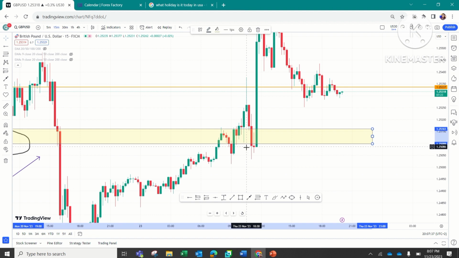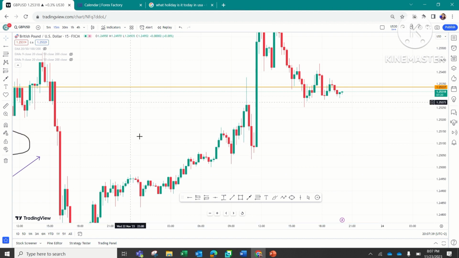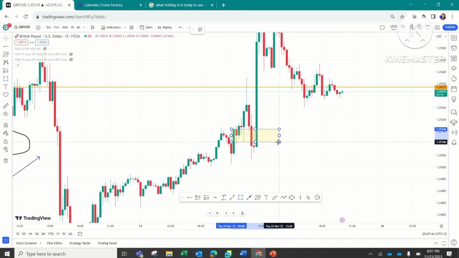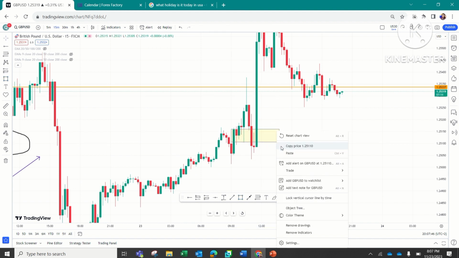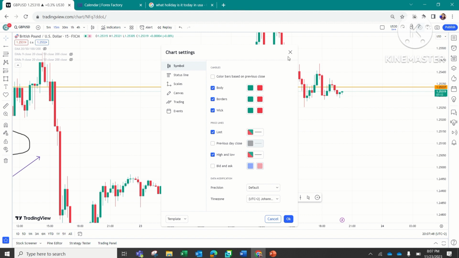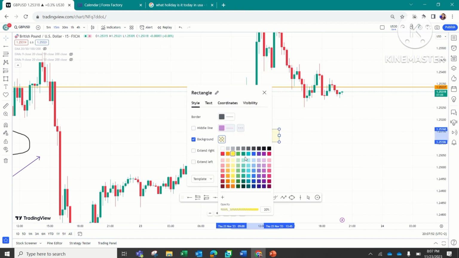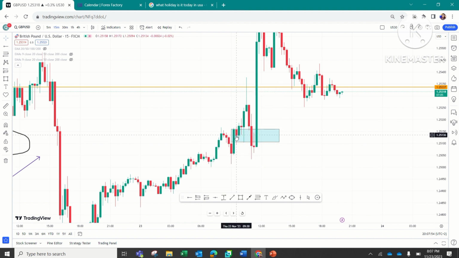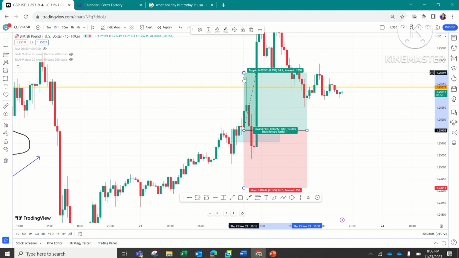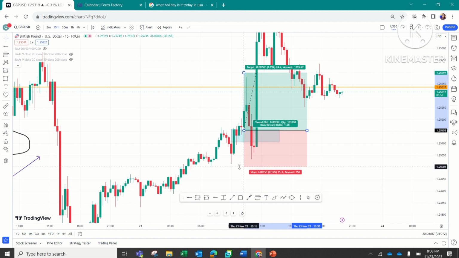Looking at my demand zone here, it's important where you draw your demand zone, because your demand zone is where your break of structure took place. Once the break of structure happens, you wait for price to come back into your zone, reject off your zone, and that's where you enter. Very important. You also need to know when you're going to exit your trade.